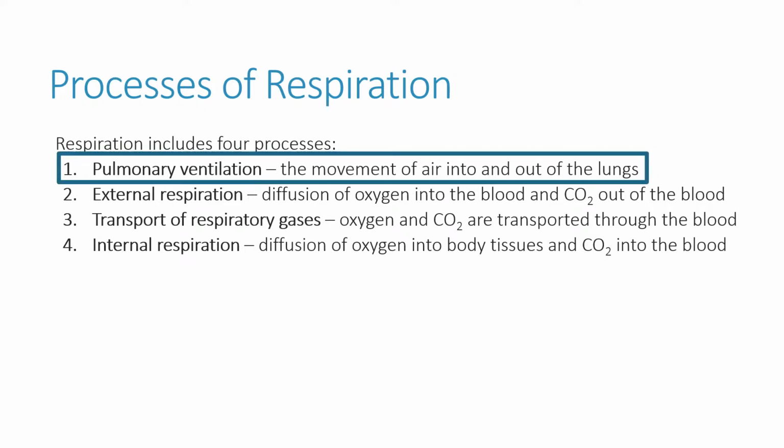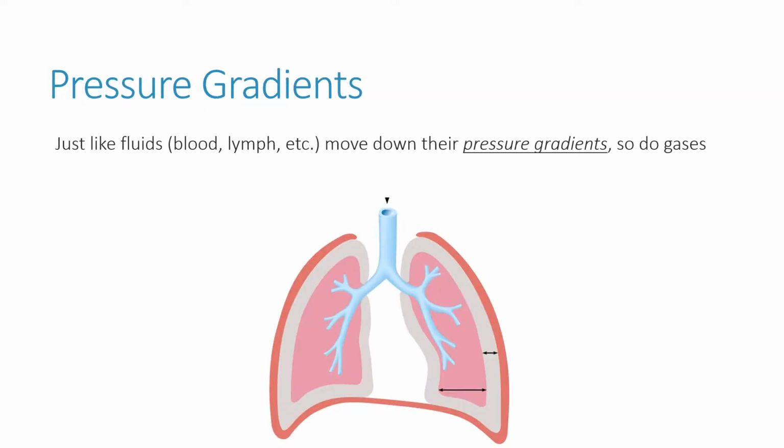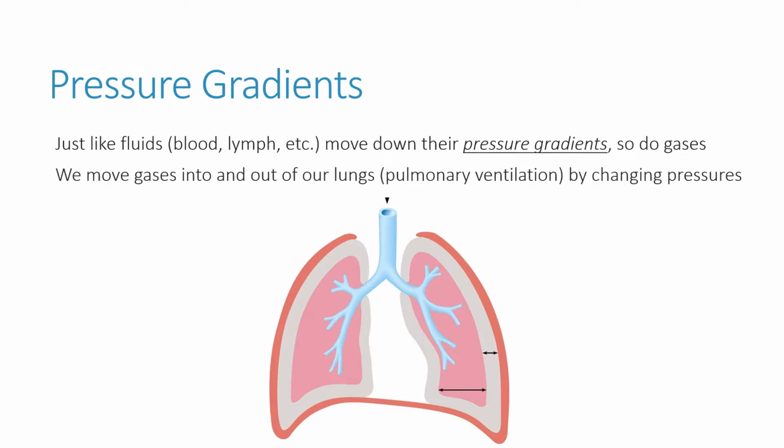In this discussion, we're going to focus on pulmonary ventilation. Pulmonary ventilation relies on pressure gradients. Just like fluids, like blood and lymph, move down their pressure gradients, so do gases like air, oxygen, and carbon dioxide. We move gases into and out of our lungs, the process of pulmonary ventilation, by changing certain pressures.